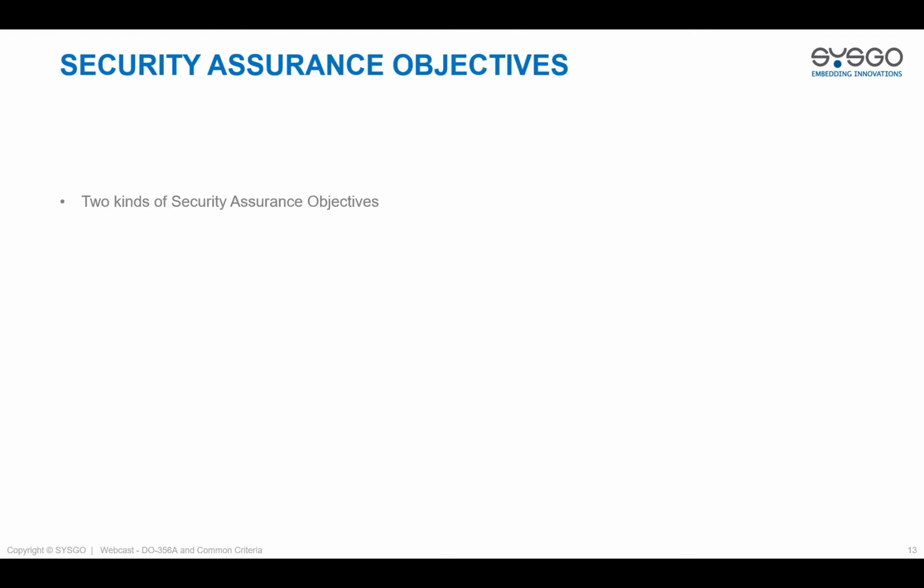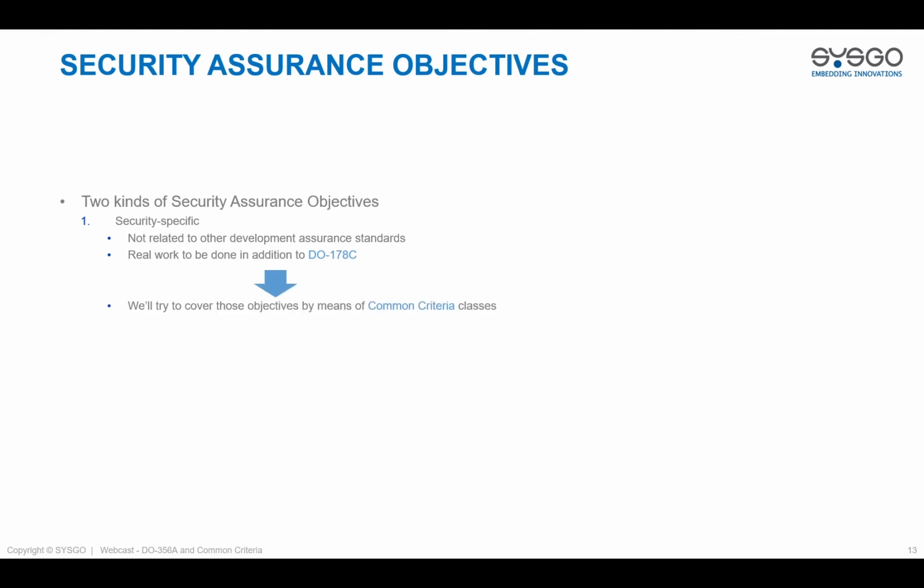The standard groups the security assurance objectives into two kinds. The first one are security specifics, which means they are totally new. These objectives explicitly come in the new standard and are requirements to security only. We'll try to cover those objectives by means of common criteria classes. This is handled in section 4.1 of the standard.